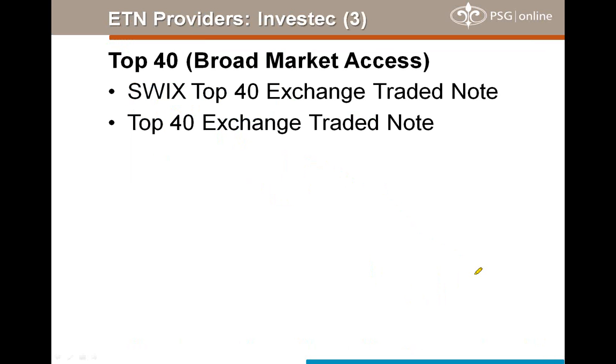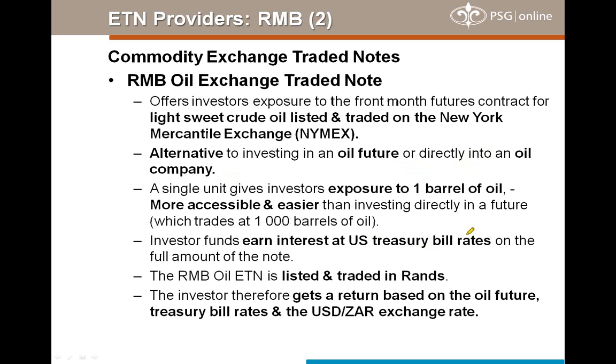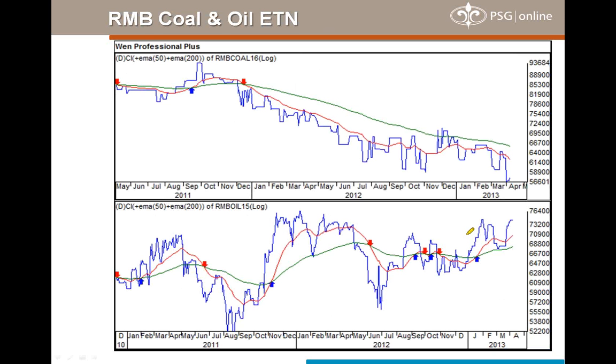And obviously, Investec has a Swix and a Top 40. As I say, those are the imitators that come to the market afterwards. Grand Merchant Bank has two ETNs, one on coal, another one on oil. You're following the Richards Bay Coal Terminal, the futures contract there. It's still rand denominated, so those of you who want to have exposure to coal, something to look at. They also have one on oil. So you can see how they've been performing.